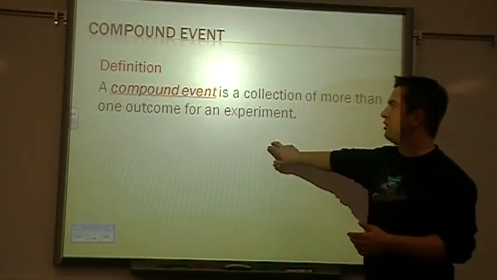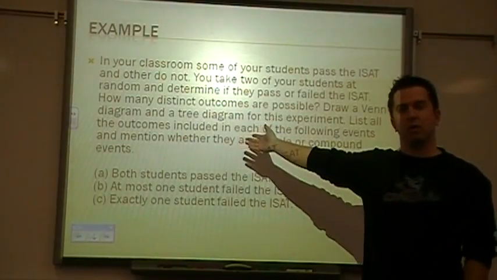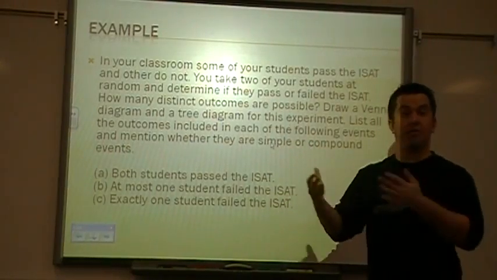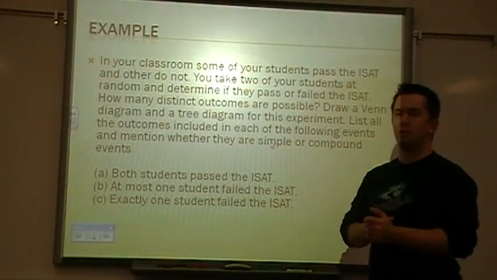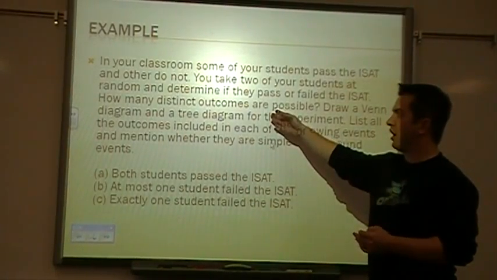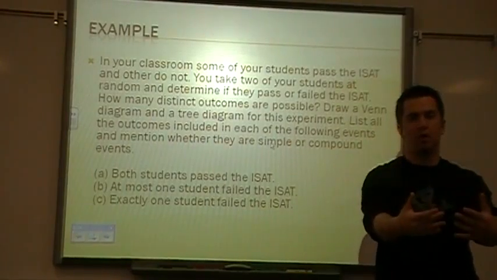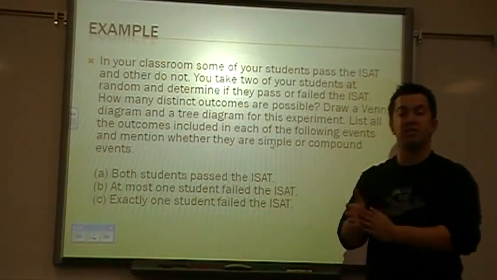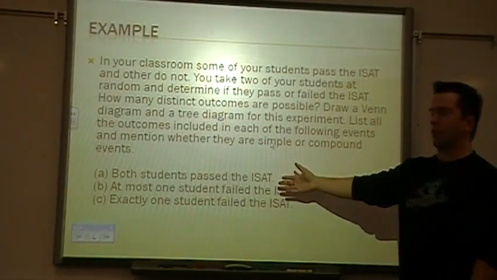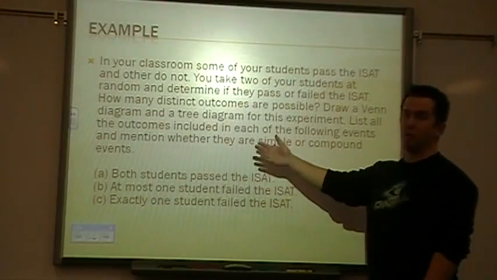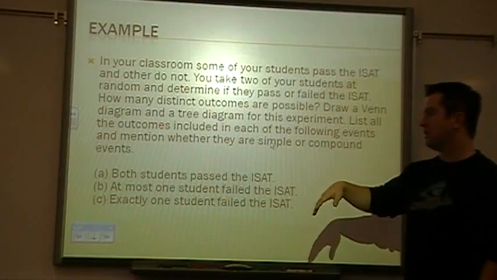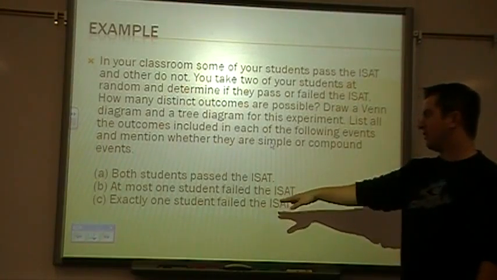So what we're going to do now is work through this example. It's about students in your class taking the ISAT. They either pass or they fail. We're going to set up and answer 3 questions down here. During this, just keep thinking to yourself, is this simple or is this compound? We want to know if it's a simple event or a compound event. A: both students passed the ISAT. That's question 1. Is that simple or compound? How do we know? B: at most one student failed the ISAT. And C: exactly one student failed the ISAT.